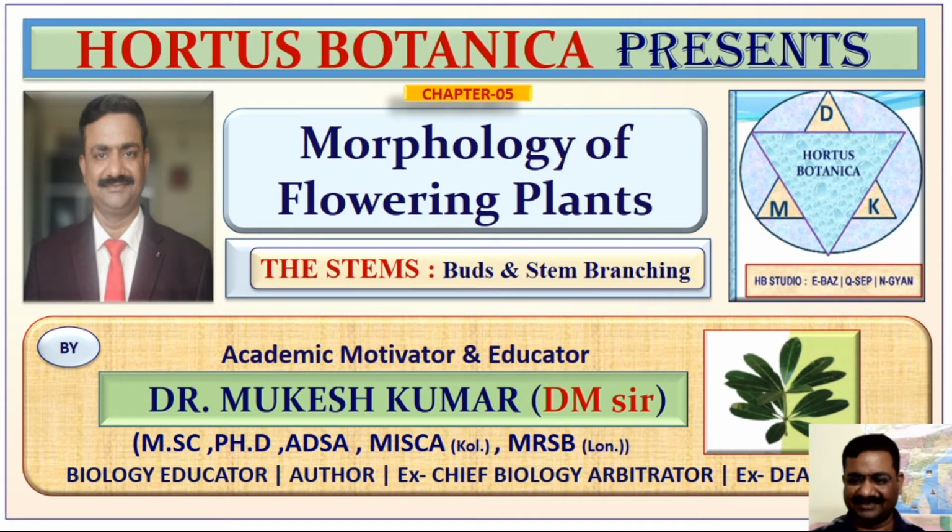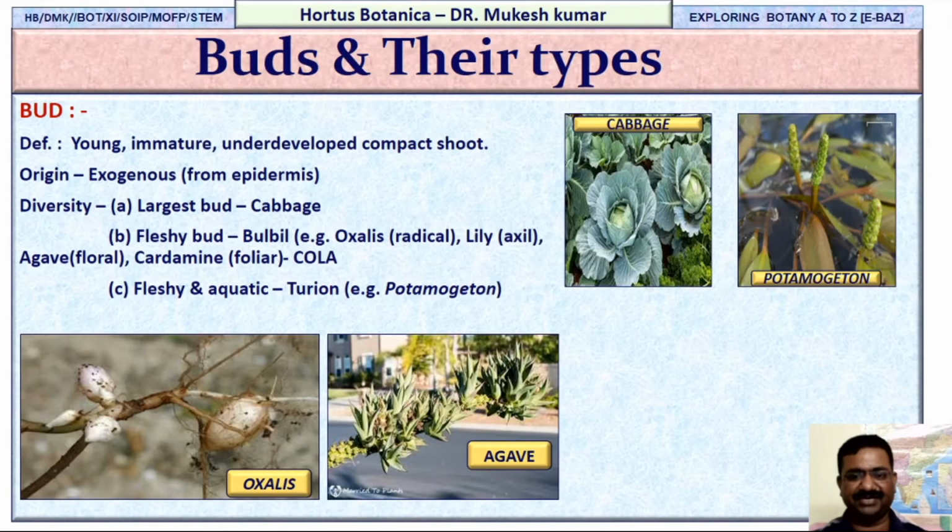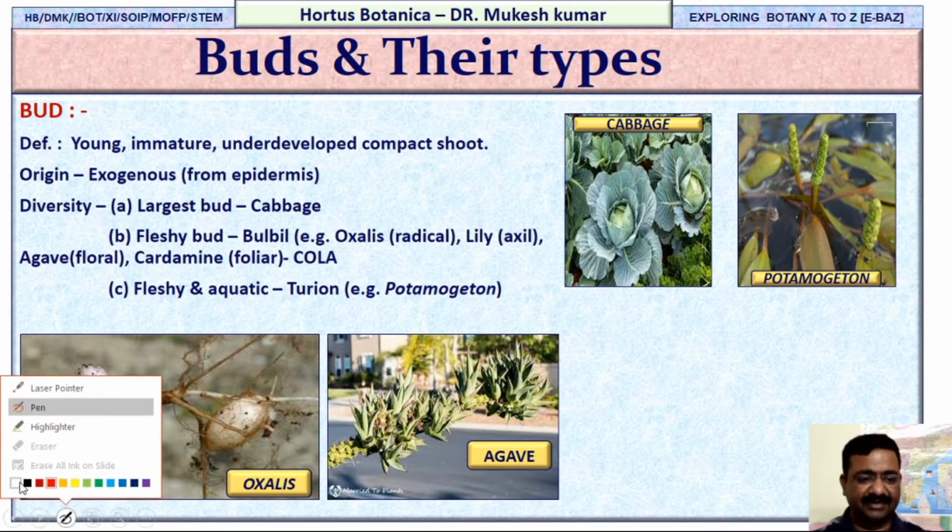What is a bud? Yes, this bud is very important, interesting. See, whenever we talk about the bud, in Hindi, kali, yes, it is not developed, it is undeveloped, but every shoot system structure lies within that very compact, immature and underdeveloped structure, and this very structure is called a bud.